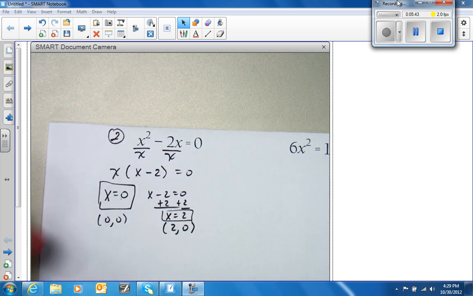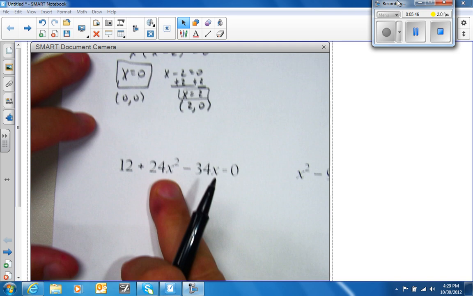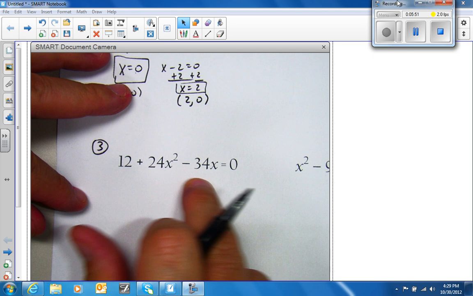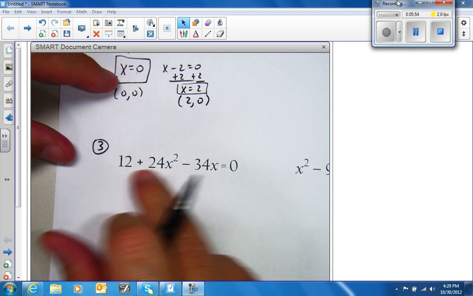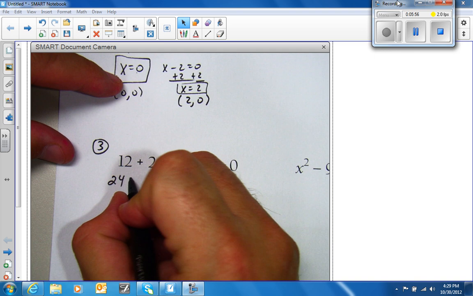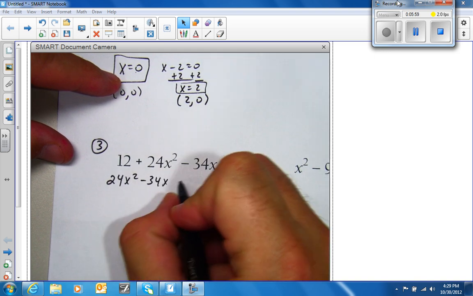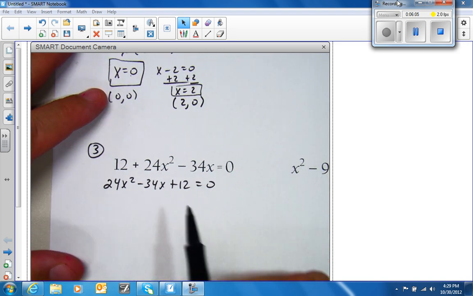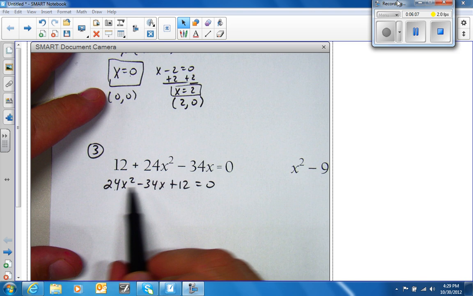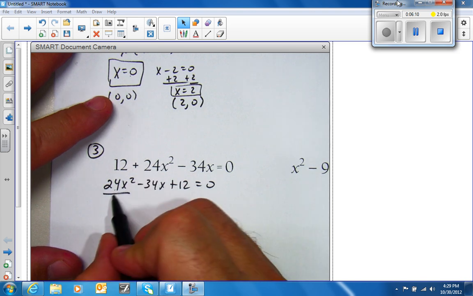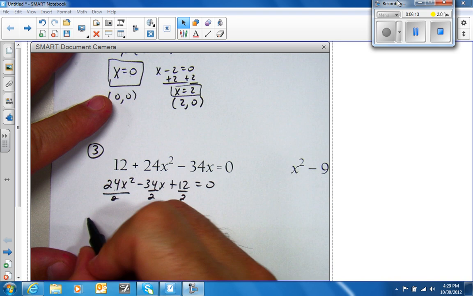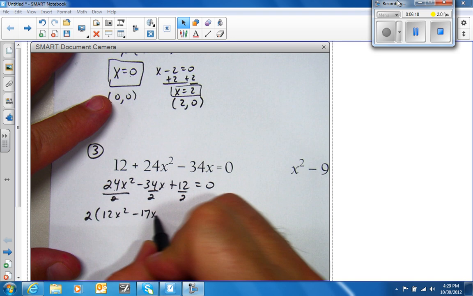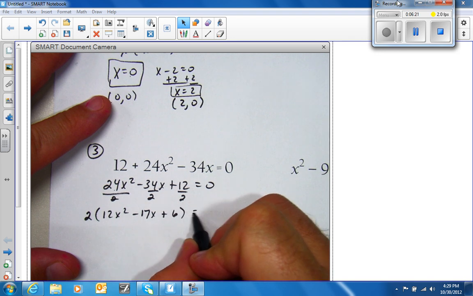The next thing I want to look at is this last one. Okay? In this particular argument, we'll call this problem number 3. Make sure everything's on one side. That's great, so let's just put it in order. 24x squared minus 34x plus 12 equals 0. Now, let's look to see if we can take out anything. Well, the only number that goes into all three of these is 2. So you get a 2 times 12x squared minus 17x plus 6 equals 0.